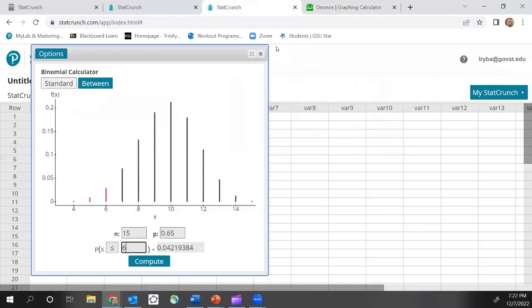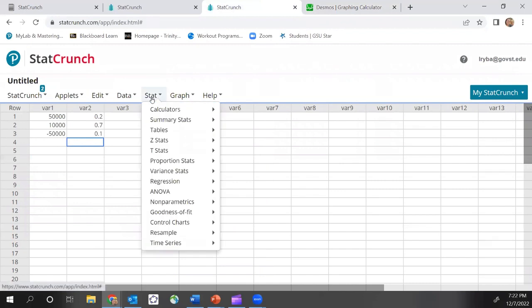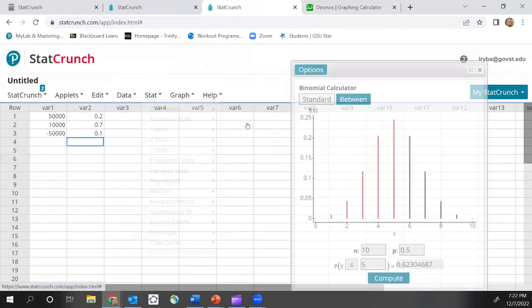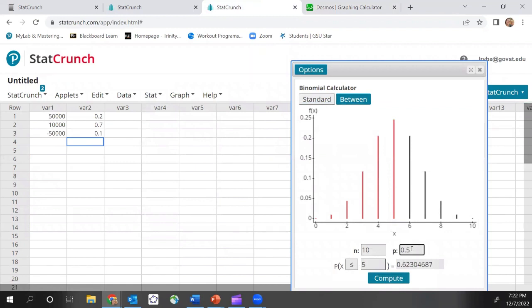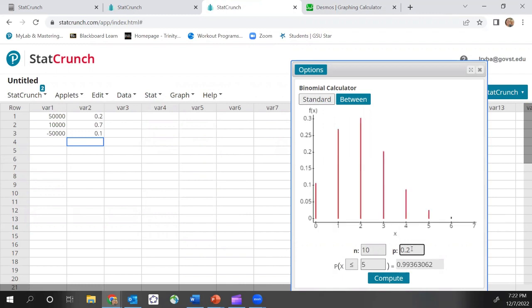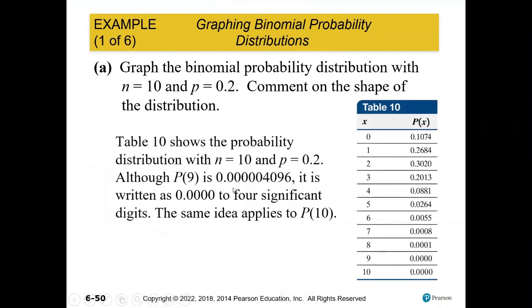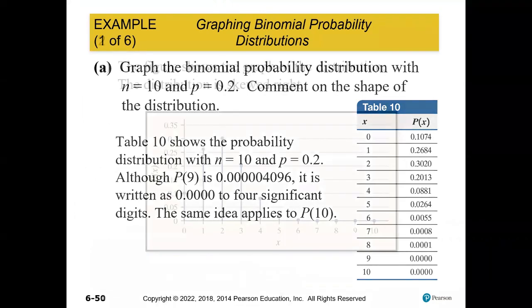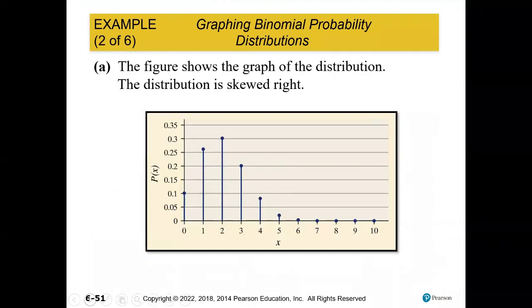In case you don't remember where I got there, it was stat, calculators, and binomial. This one was 10 and 0.2. And you can just hit enter. You don't have to worry about filling in the probability part here. You can just do it right here. So it's going to automatically highlight, like I said, some of those colors. I have the graph here on, oh geez, that's got all the values on it. So here's the graph. Same graph that we got. You can pull it up here if you don't believe me.